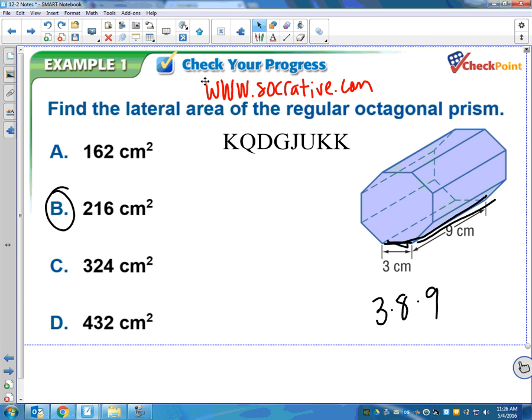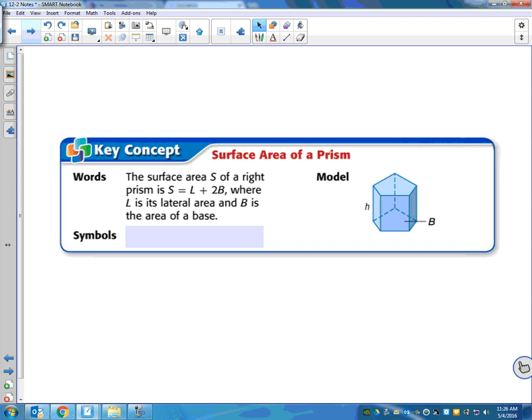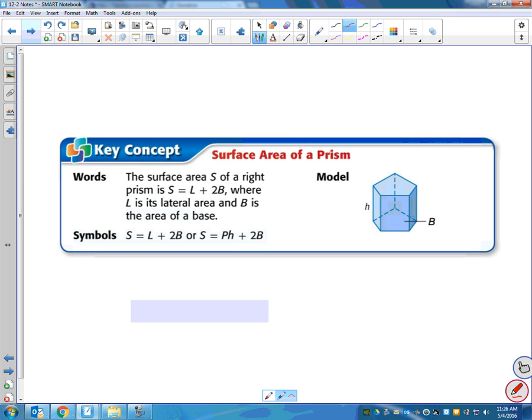But surface area, we now just have to add the area of the 2 bases. So that's your formula here, that if you're going to find the surface area of a prism, right, the bases could be anything. It could be an octagon, it could be a triangle, it could be a rectangle. So we're going to say that the surface area is, they say, L plus 2B, where L is the lateral area, plus 2 times the area of the base. So capital B means area of the base.